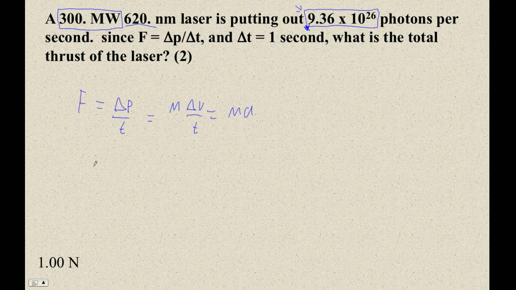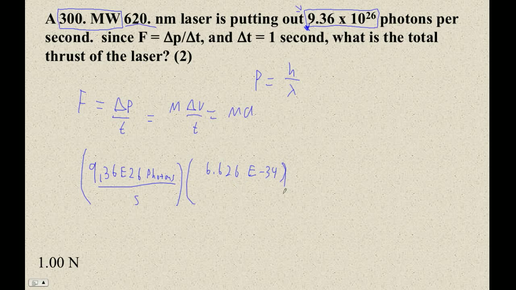I think we just go 9.36E26 photons per second, right? And then the momentum of each photon we're going to get from de Broglie's equation, right? So 6.626E-34 joule seconds, divided by 620E-9 meters, right? Is that right? Yes, it is.